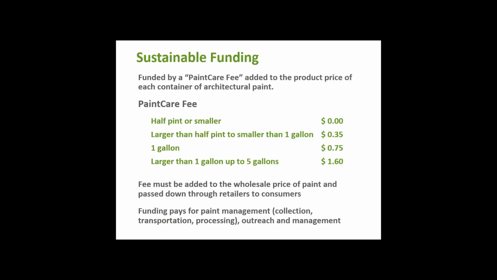So for half a pint and larger containers, anything between half a pint and 1 gallon is 35 cents. A 1 gallon container is 75 cents, and then anything from a 1 gallon container up to 5 gallons is $1.60. We don't take back products that are larger than 5 gallons, and we don't put a fee on products that are sold in larger than 5 gallons. So it's really meant to be the typical consumer products that are sold to retail. We don't deal with any bulk volume.